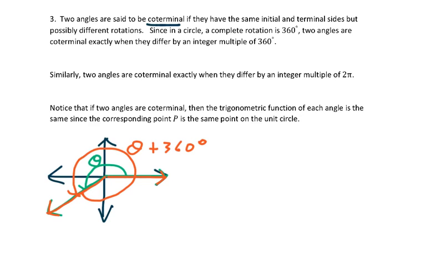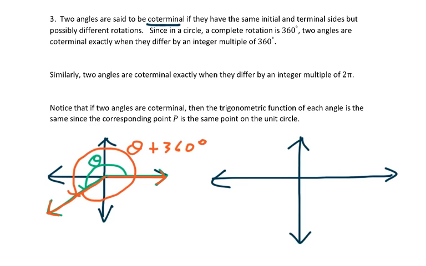The only difference with radians is that instead of 360, you have 2 pi, because 2 pi is the same as 360 degrees. Okay, good. So let me stop. Let me do another one. Let me take another angle.